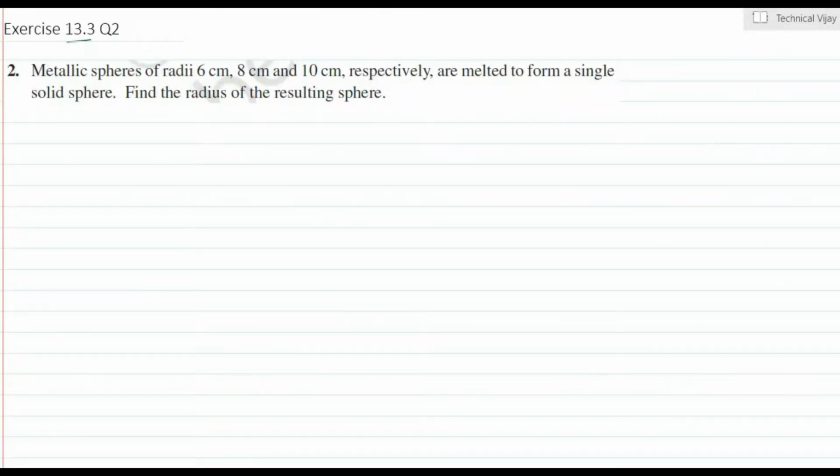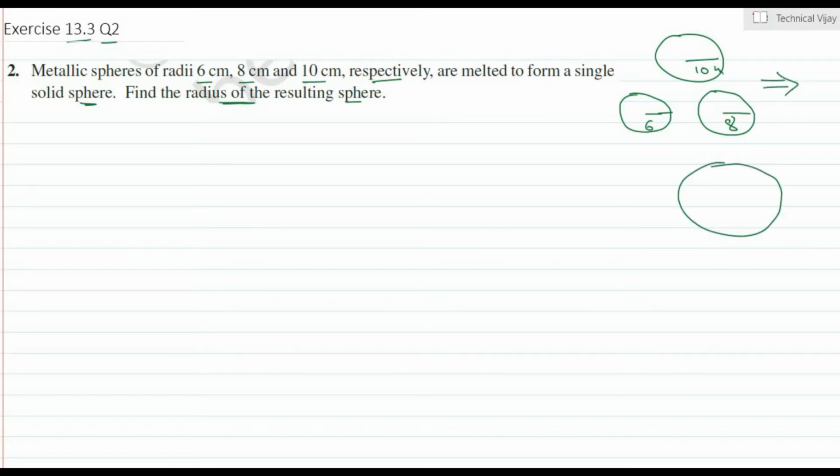Exercise 13.3, question number 2. Metallic spheres of radii 6 cm, 8 cm and 10 cm respectively are melted to form a single solid sphere. Find the radius of the resulting sphere. So there are 3 metallic spheres: one is 6 cm radius, another is 8 cm radius, another is 10 cm radius. These all 3 have been melted, resulting in one sphere of what radius? This they are asking.